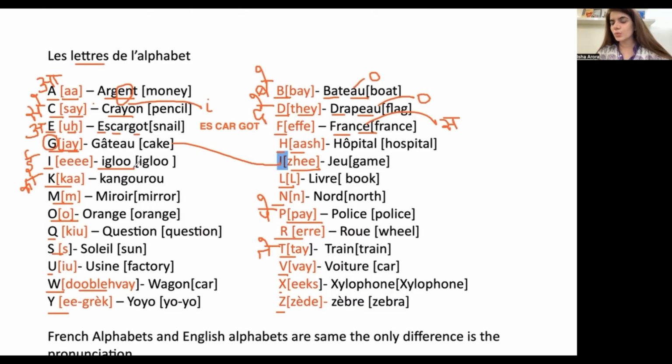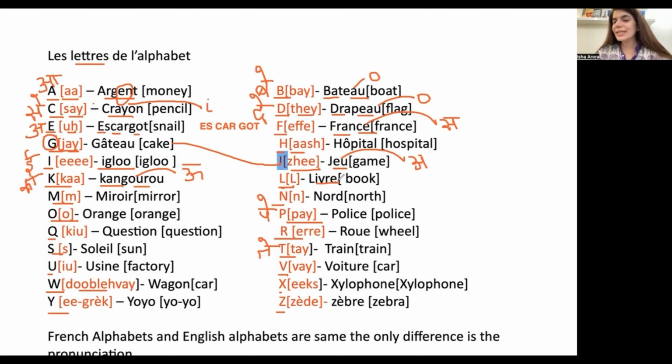Igloo. Igloo. Now, whenever there is EU, you read it like in French. Okay. So, it's like je. Je, je. Next, let's do this. Con, A-N-O, kangourou. Whenever there is O-U, you read it like U. U. Kangaroo. Kangaroo.